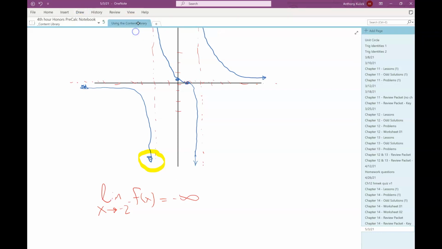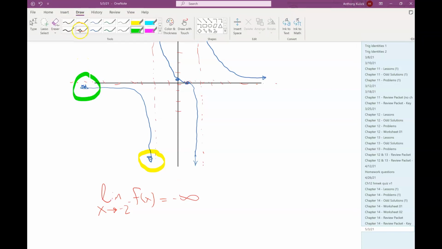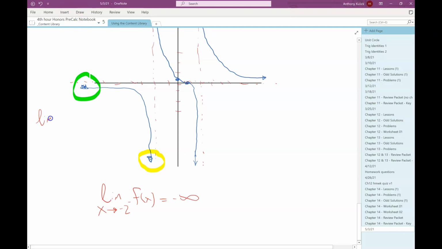Or if we said we're talking about this arrow, here we would say the limit as x approaches negative infinity of f of x is equal to 0. Right? The arrow is moving to the left, towards negative infinity in the x direction. And the arrow is moving to 0 in the y direction.